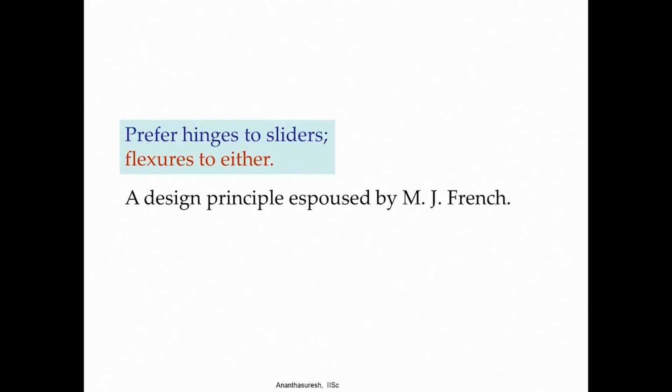Prefer hinges to sliders and flexures to either. What he means is that whenever you can use flexural joints, use them, and your preference for those is above the hinges and sliders. Of course, between hinges and sliders, hinges are better than sliders because hinges or revolute joints will have less friction than sliding joints. Okay? Prefer hinges to sliders and flexures to either. So, what Michael French is telling us here is to go for flexural joints whenever you can.